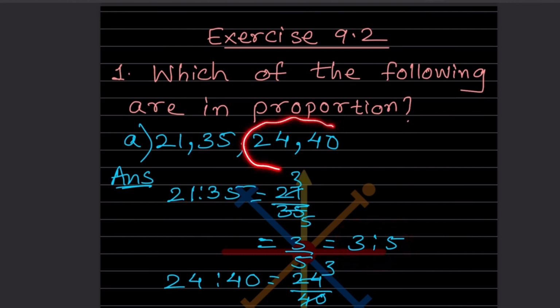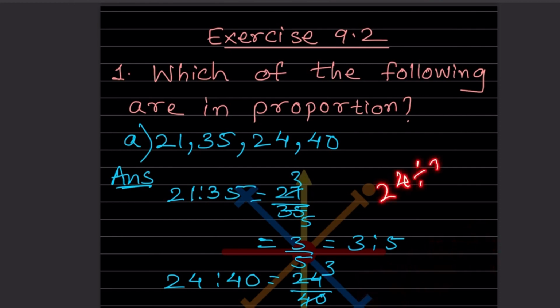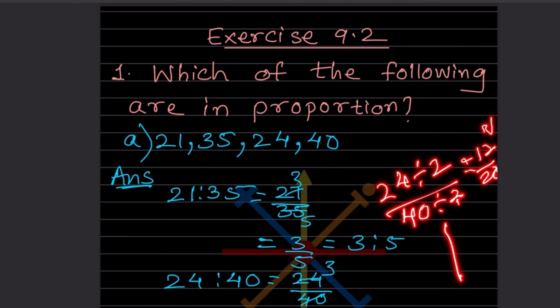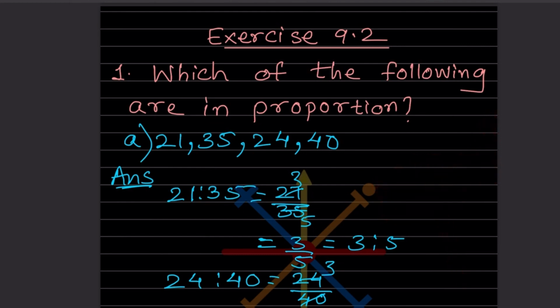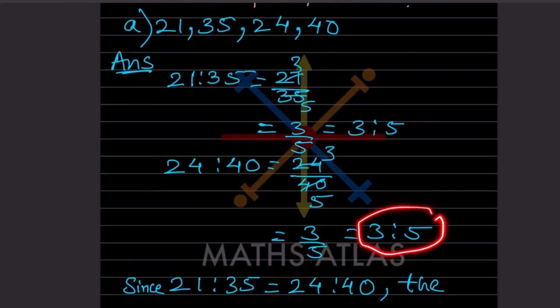Now here, when we say 24 is to 40, we will divide it by 8. So 8 threes are 24, and 8 ffives are 40. You can also do it by 2 if you don't know the bigger numbers, but there will be a long step. So this is going to be 12 by 20. Again, you have to divide by 2 and so on. So here we get 3 divided by 5, which is also 3 is to 5. So this also is 3 is to 5 and this also is 3 is to 5.